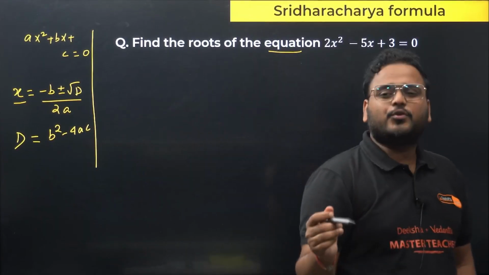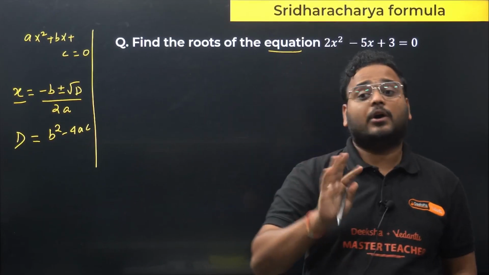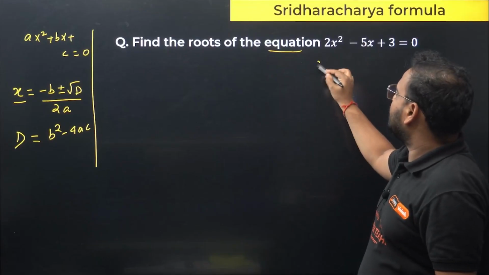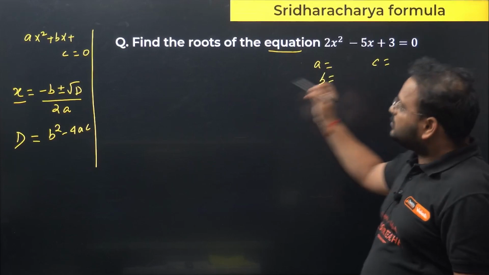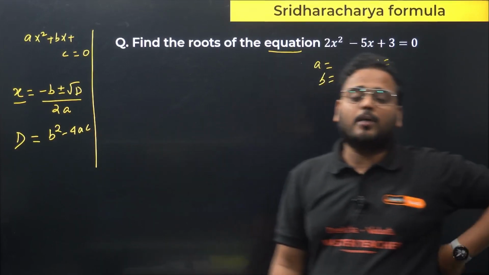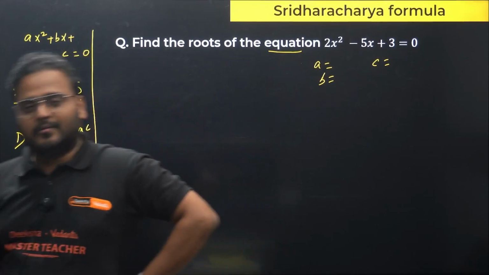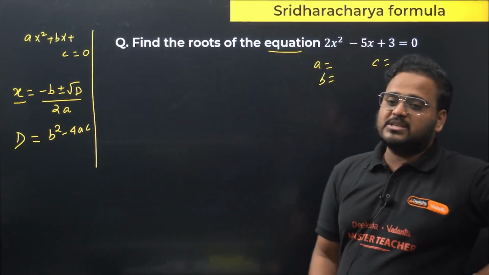So I want all of you to do one thing. Be honest with me. Please try to solve this question right now. How can you do that? Pause the video, check the a value, b value and c value, and use this formula to get the result. Let me know in the comment section what you are getting, and cross check once I start solving it.